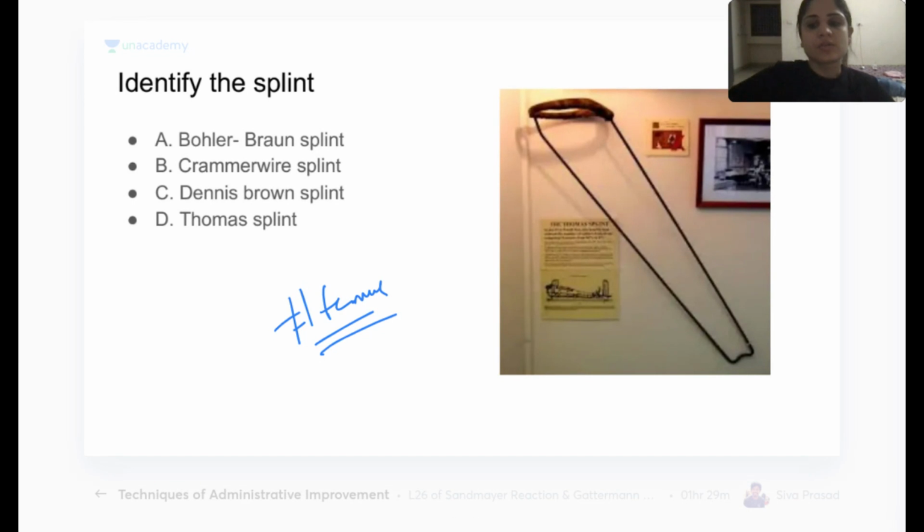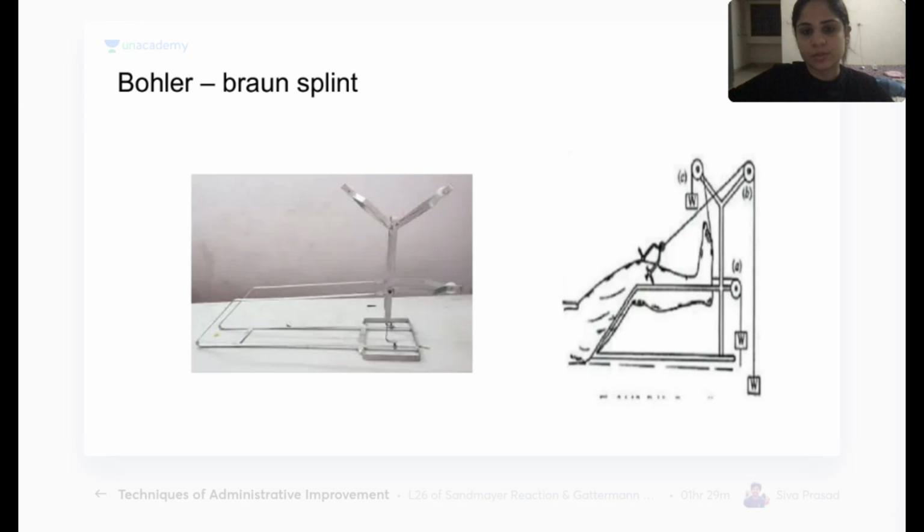Okay, very good. Most of you have answered this correctly. This is the Thomas splint, used in fracture of the femur. And this is your Bowler-Braun splint. Just remember some of these splints and how they look.